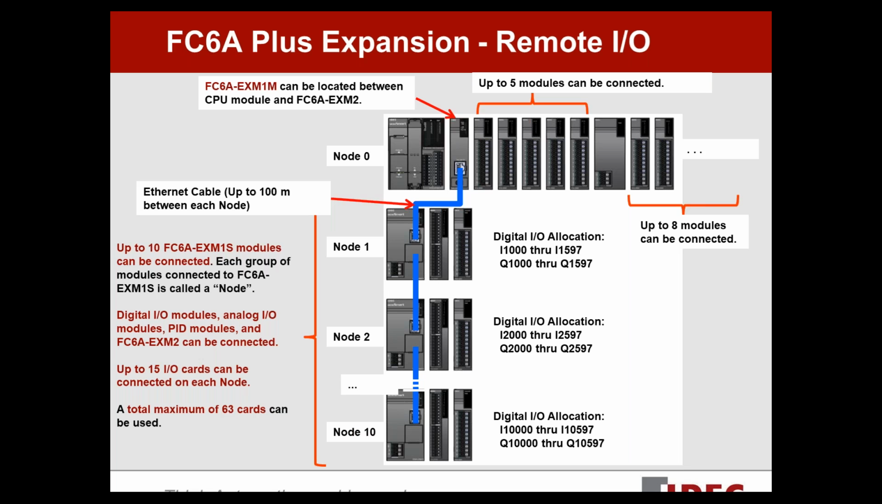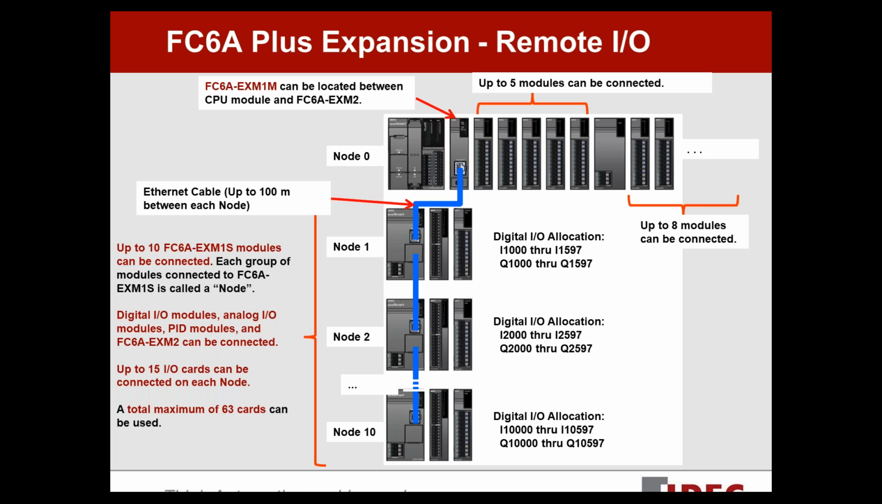So if I come down off of that master remote I/O module there, if I'm looking at node 1, what that blue line is going into is not another PLC. That is an FC6A-EXM1S. It's a slave remote I/O module. Okay, that has 2 Ethernet ports, one on the top, one on the bottom. And what that lets you do is connect that directly to the master module. So I come out of the master, I come down to my slave module.